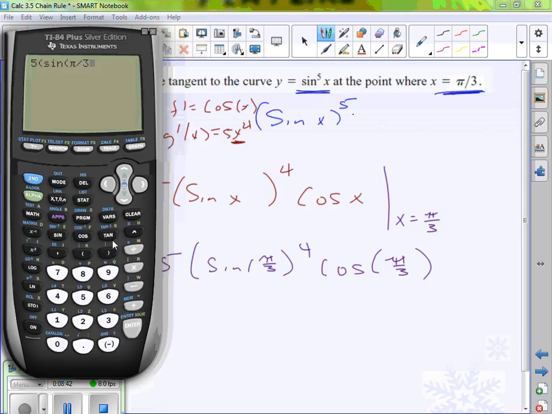So I'm taking the sine of pi over 3. Yeah, 1.4. How many decimal points do you want? 3 decimal places. 1.406.